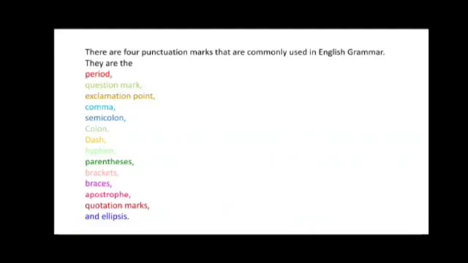Apart from that, what are the punctuation marks? Let's see, there are 14 punctuation marks: period, question mark, exclamation point, comma, semicolon, colon, dash, hyphen, parenthesis, that is brackets, braces, apostrophe, quotation marks, and ellipsis. But in today's class, let's concentrate more on full stop, comma, question mark, exclamation mark. Got it, children? And the quotes.